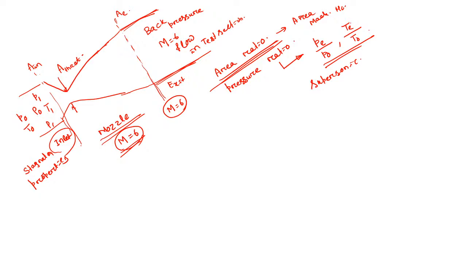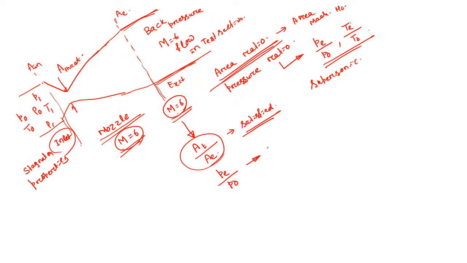What is most important is that for this Mach 6 nozzle we have a fixed throat area to exit area relation. This relation has to be satisfied. This is one of the conditions, but it is not sufficient. To have the Mach 6 flow, we also have to satisfy the PE by P naught ratio, which is fixed and given as a function of Mach number for a supersonic nozzle, supersonic flow.